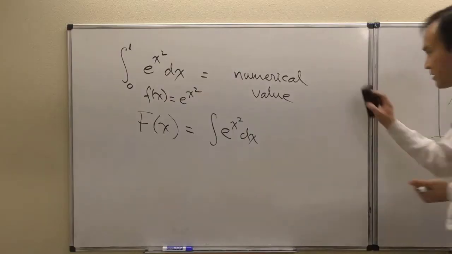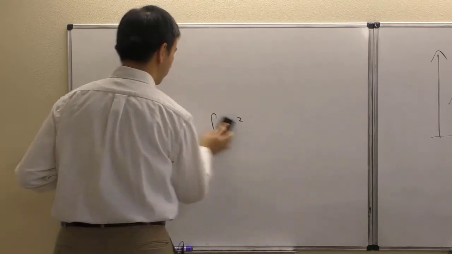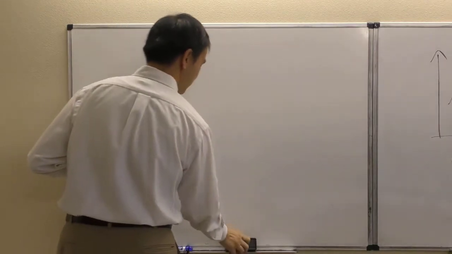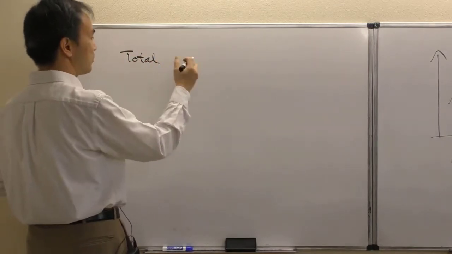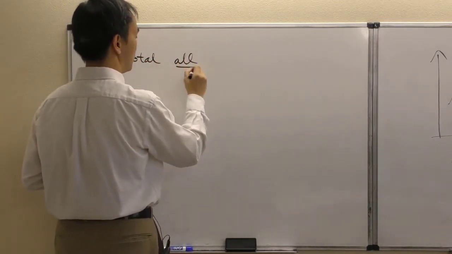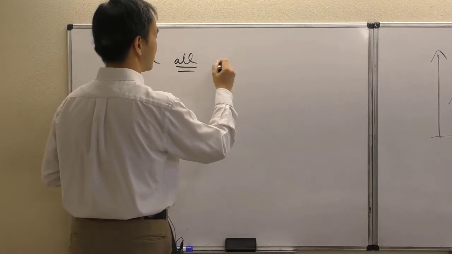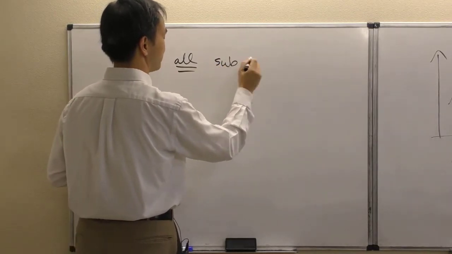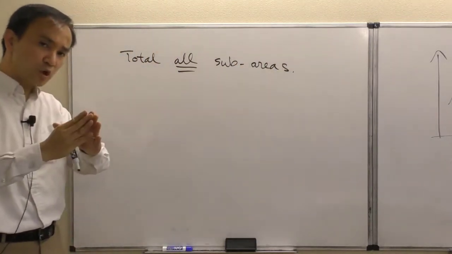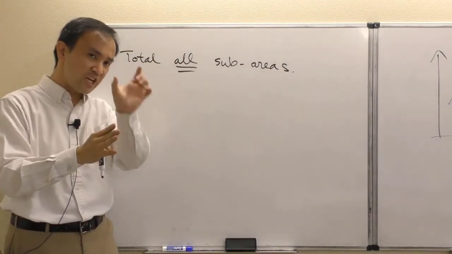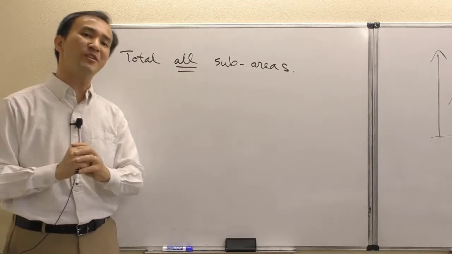So I am going to quickly erase the board. Instead of saying accumulate, how about I say we're going to total all the sub-areas. How's that? So we broke the total accumulation down into subintervals, and in each subinterval we construct some kind of geometric shape.